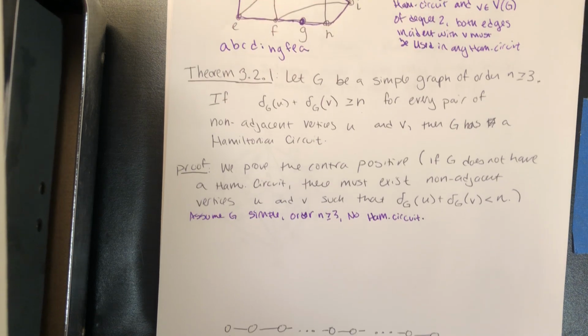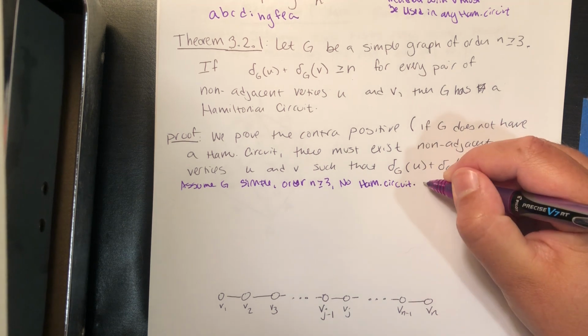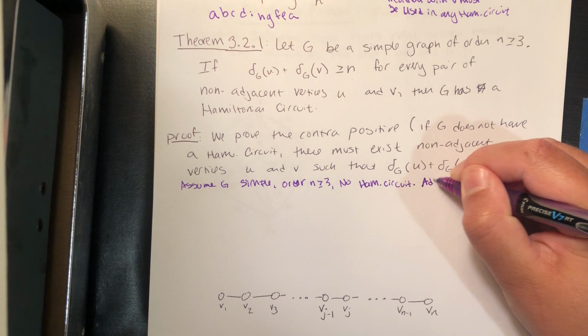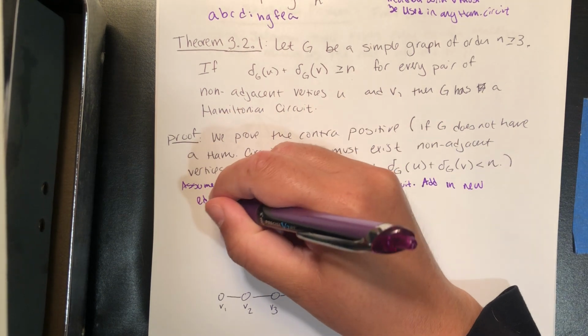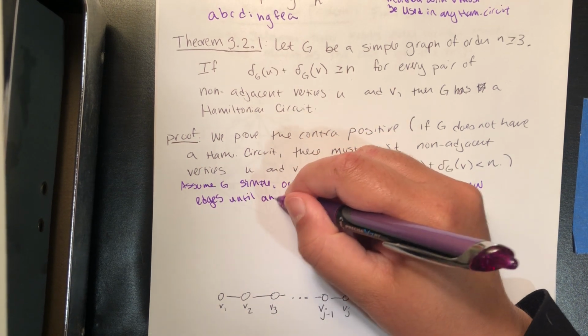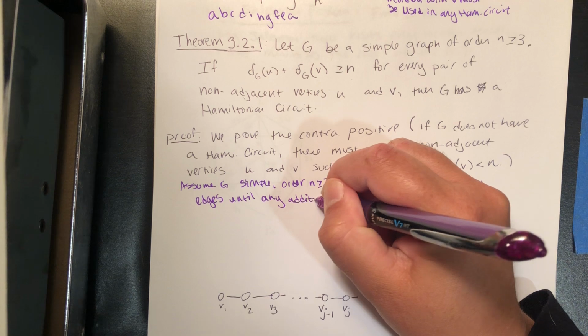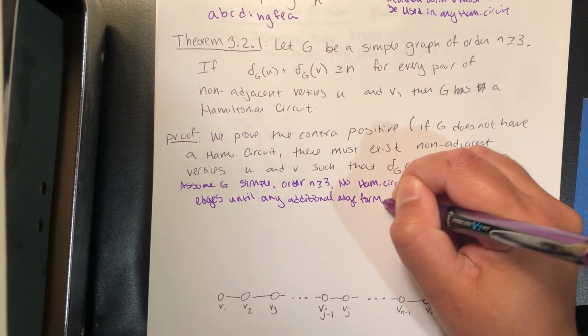Okay, so what we can do is continue to add edges to this graph, creating a new graph, and we're going to keep adding an edge as long as we can until we reach the point that any additional edge will form a Hamiltonian circuit. So add in new edges until you get to the point that any additional edge forms a Hamiltonian circuit.